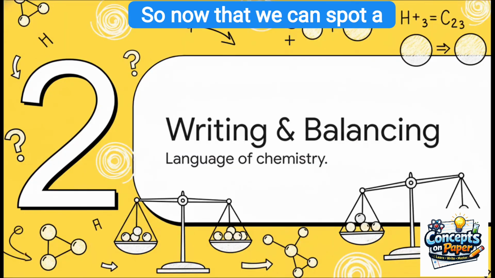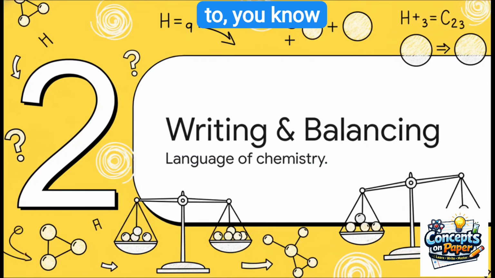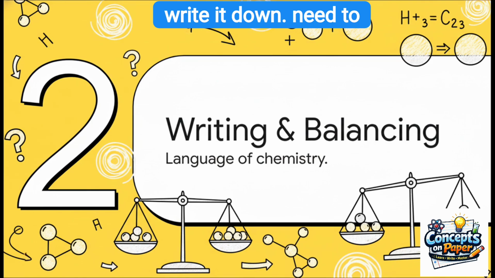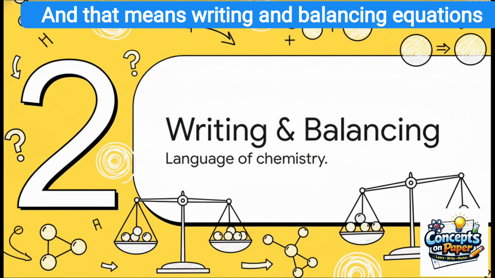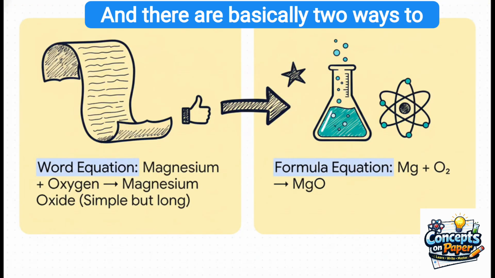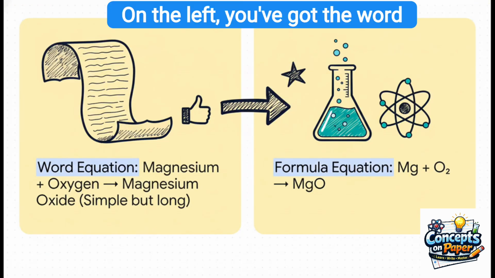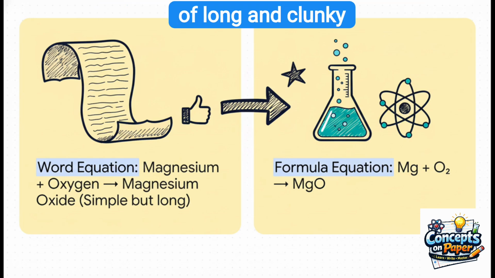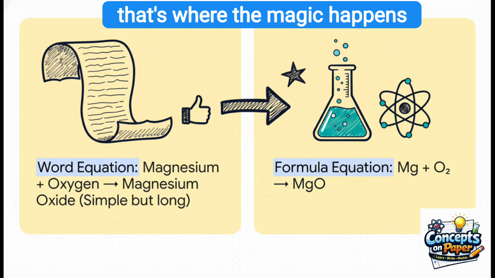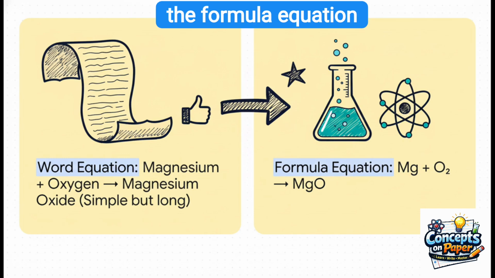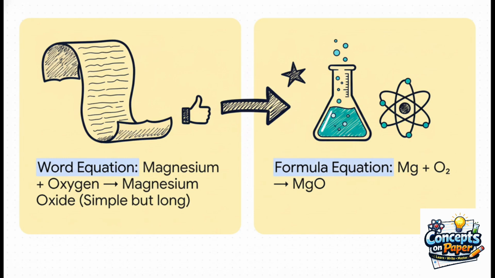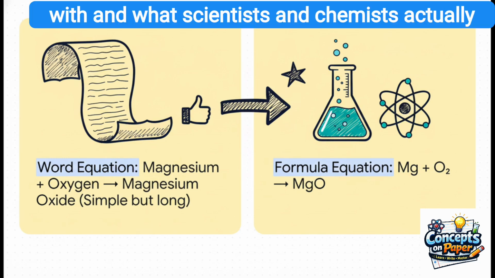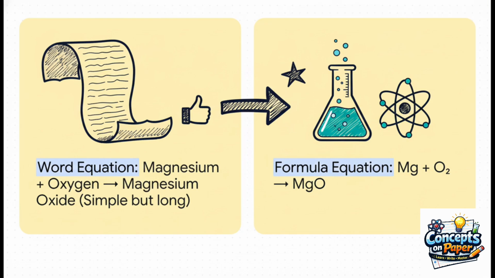So now that we can spot a reaction, we need to learn how to write it down. We need to learn to speak the language of chemistry, and that means writing and balancing equations. And there are basically 2 ways to do it. On the left, you've got the word equation. It's simple, sure, but it's also kind of long and clunky. But on the right, that's where the magic happens, the formula equation. It's short, it's packed with information, and it's what scientists and chemists actually use.